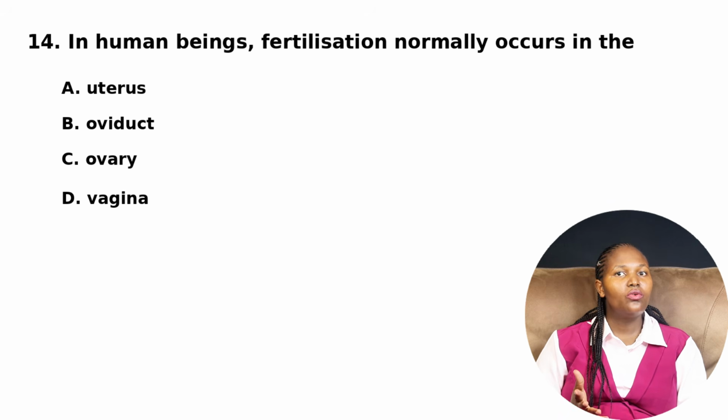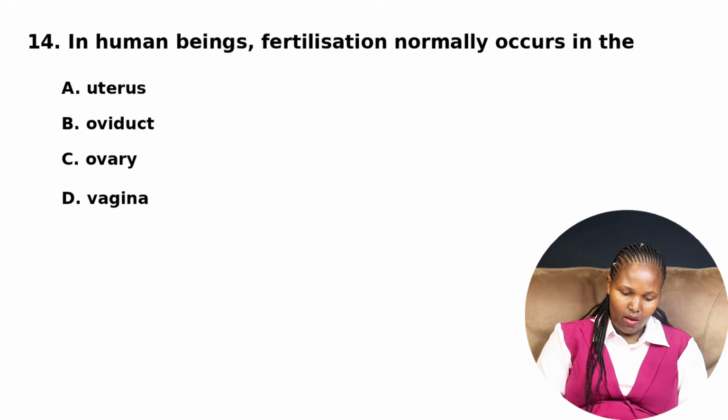And then you need to know them. You also need to know the reproductive organs. You need to know about puberty, fertilization, implantation, prenatal health, and also responsible health choices. So these are some of the questions that are common in the papers.